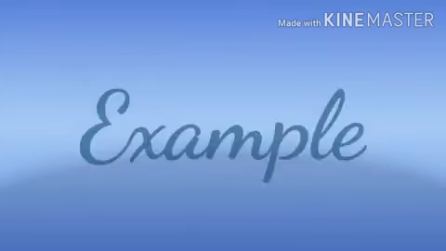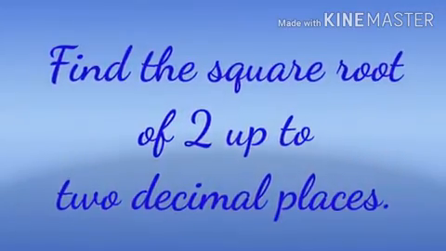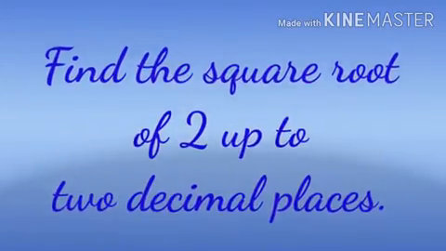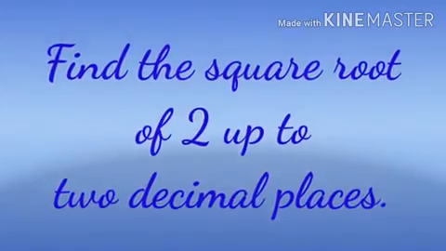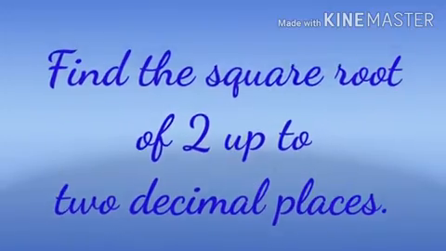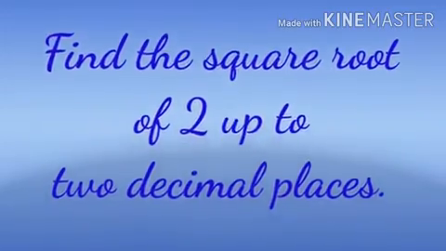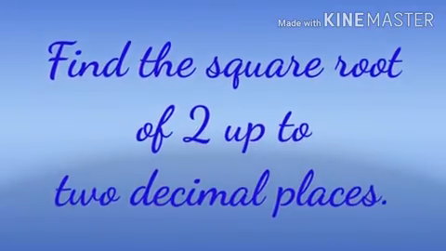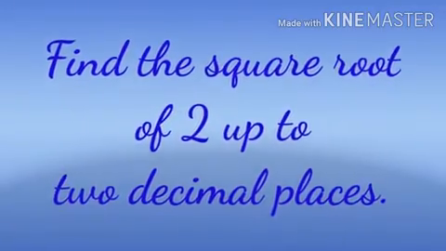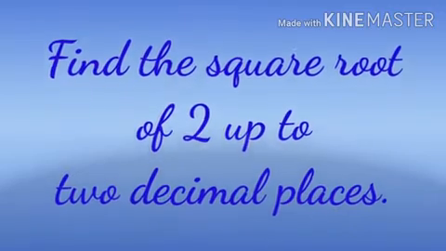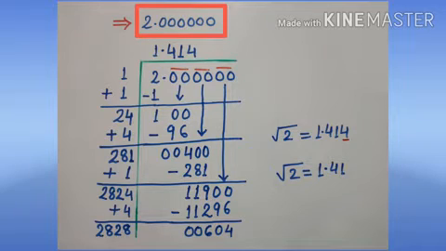Let's do an example to understand it. Find the square root of 2 up to 2 decimal places. To find the square root of 2 up to 2 decimal places, we have to find the square root up to 3 decimal places. In order to find the square root up to 3 decimal places, we will write 2 as a number having 3 pairs of 0 after the decimal.